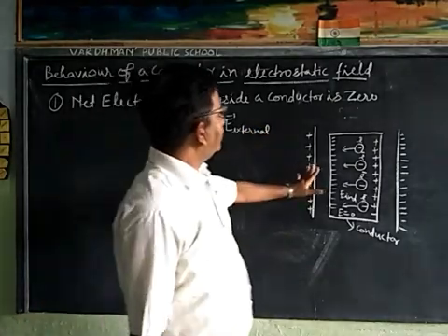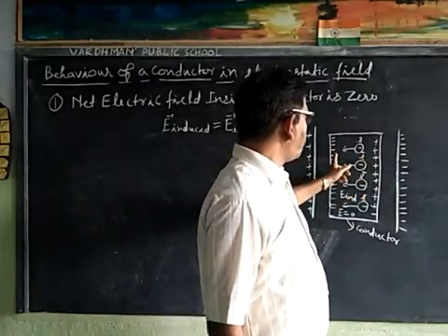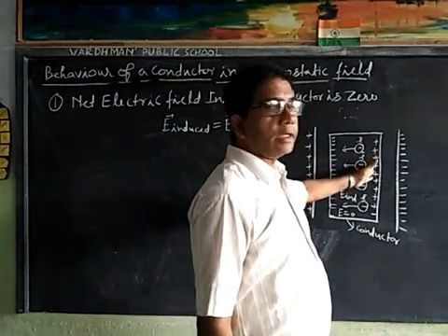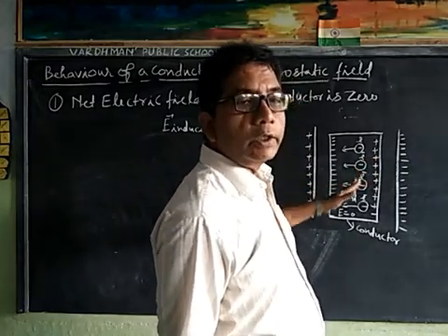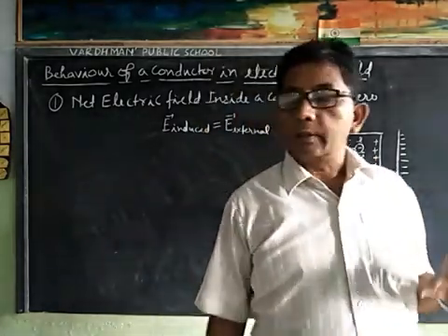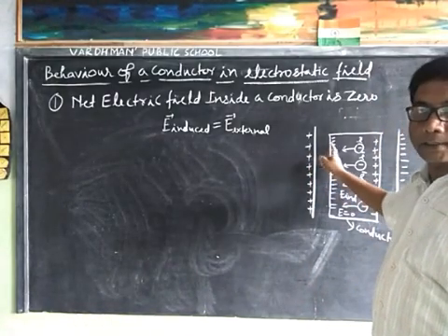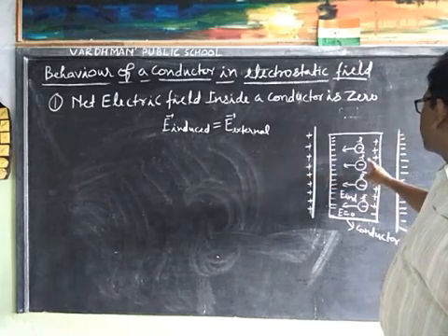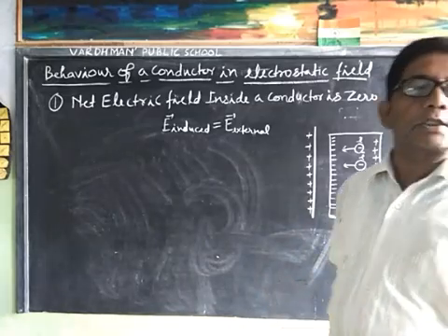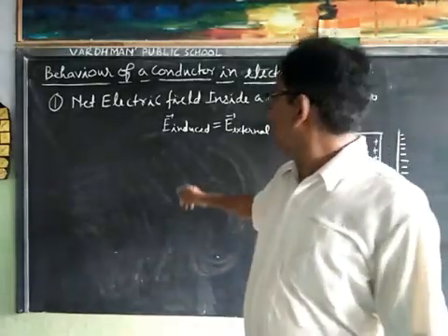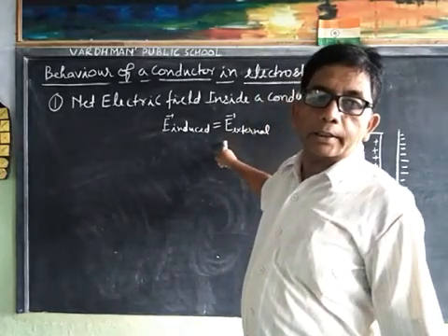When a conductor is placed in external electric field, its free electrons begin to move in the opposite direction of external electric field. Therefore negative charge is developed on the left side of the conductor, and positive charge is developed on the right side of the conductor. This process continues till E induced electric field is equal to external electric field.